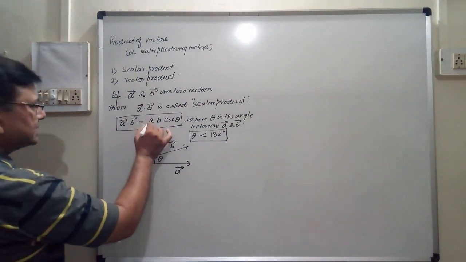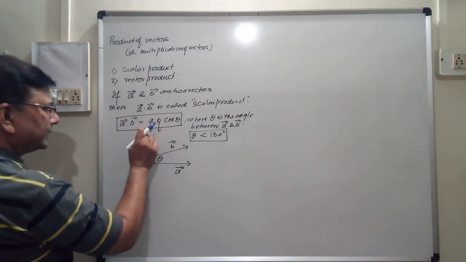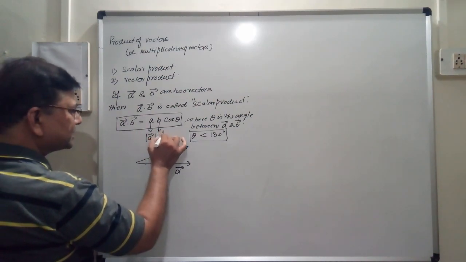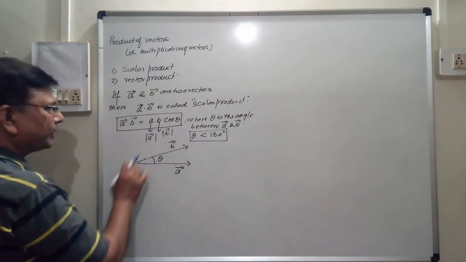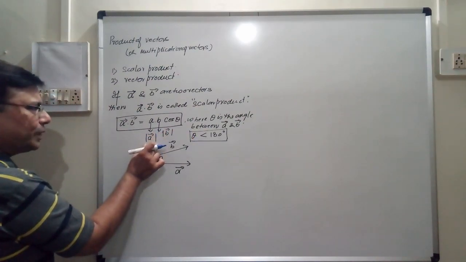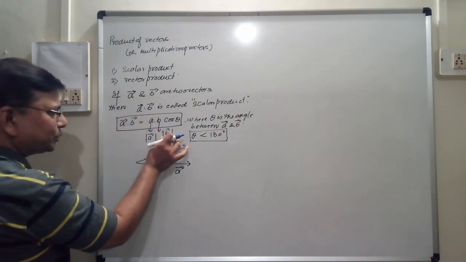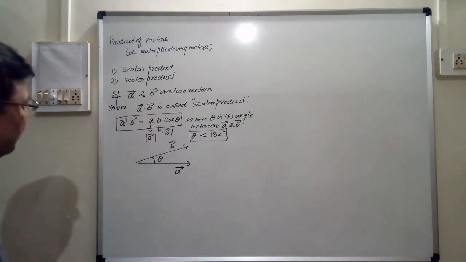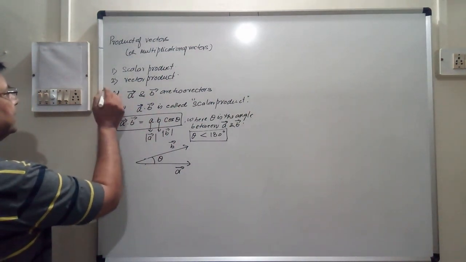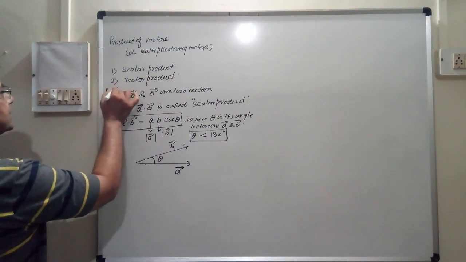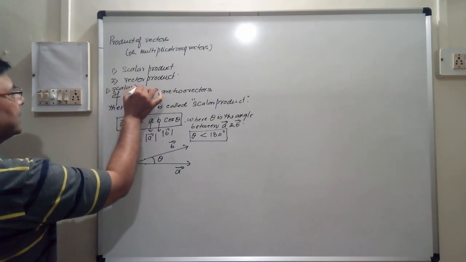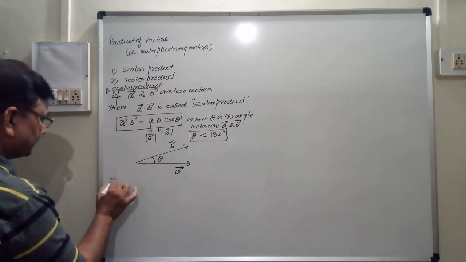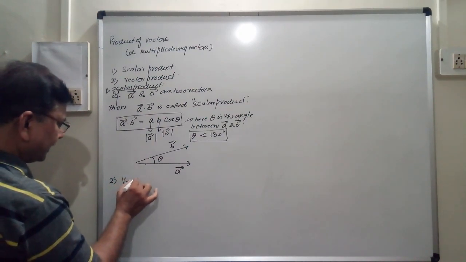So we can write it as mod of vector A also, and this is mod of vector B also. Mod of vector A is the magnitude of A represented by small a, magnitude of vector B represented by small b, and cos of theta. This is called the first one, scalar product. First one is scalar product. The scalar product is represented in this manner. Second one is vector product.